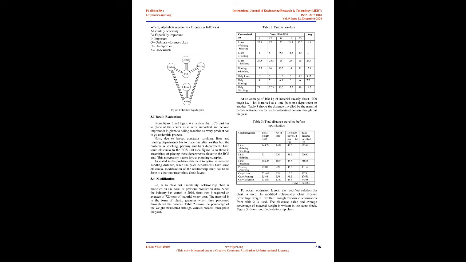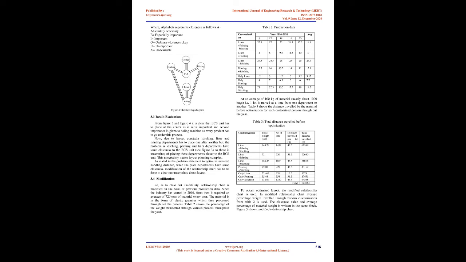As stated in the problem statement, to optimize material handling distance, when the plant departments have the same closeness, modification of the relationship chart has to be done to clear out uncertainty about the layout. 3.4 Modification. So, as to clear out uncertainty, the relationship chart is modified on the basis of previous production data.